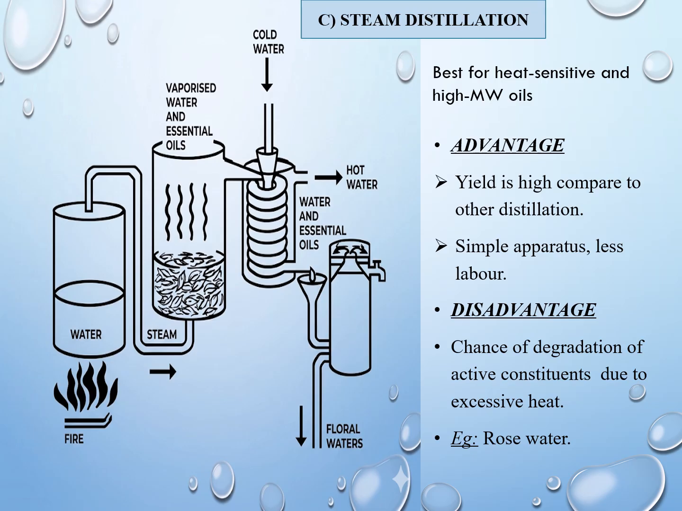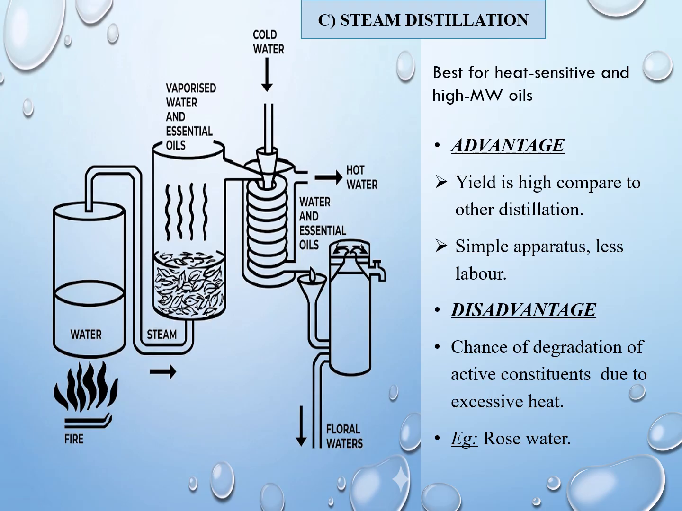As I told in the previous distillation methods, some of the volatile oils are heavier than water, so those oils will form a lower layer and the water will be on the upper layer. Even though they are on the upper layer, since they are formed as two different layers, we can easily separate them. And coming to the advantages, the yield is high when compared to other distillation methods, and it is a simple apparatus, and hence it requires only less labor.